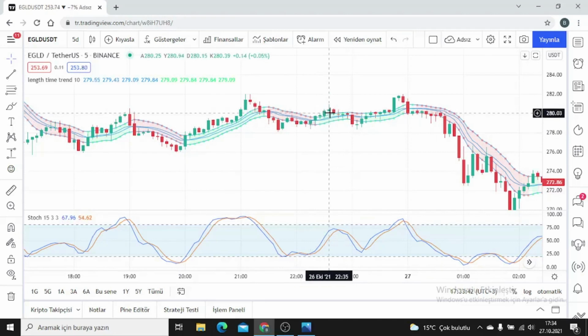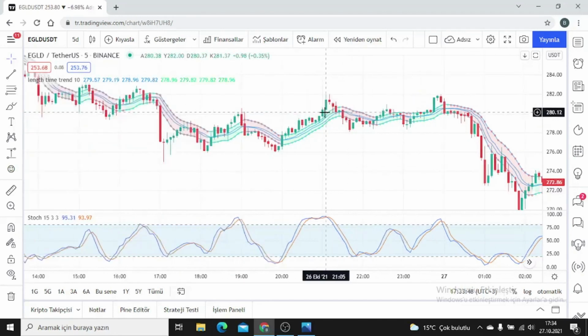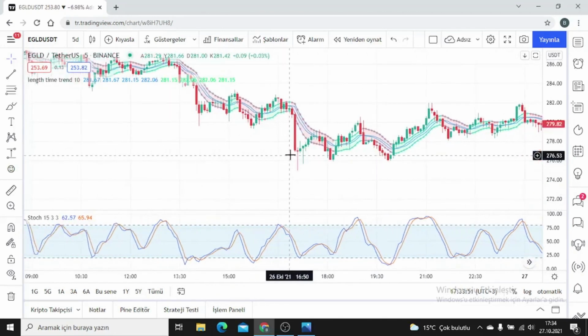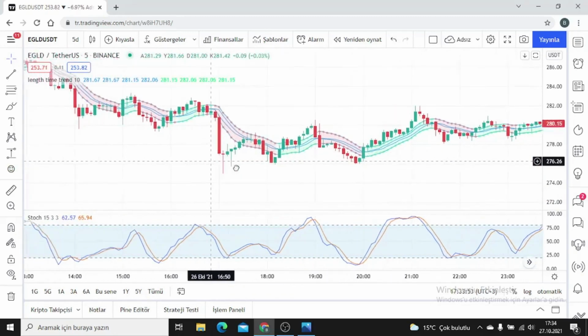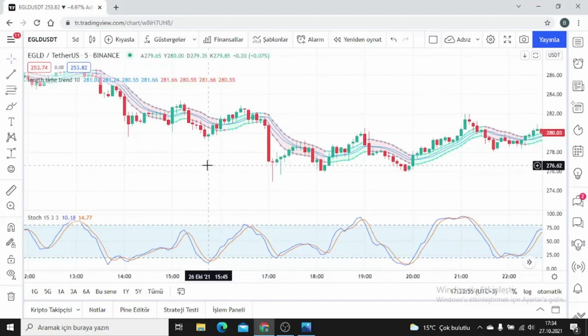It closed within the channel and you buy, you can stay in the transaction as long as it stays above the channel. But when it hangs inside the channel, you need to stop like this, so close your trade. Let's go back a bit, guys.